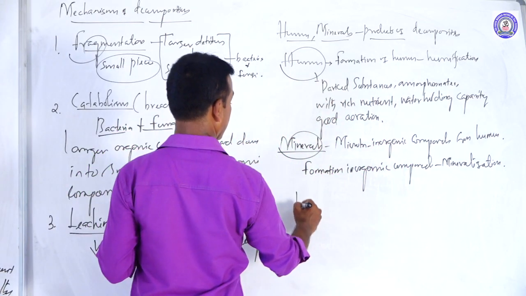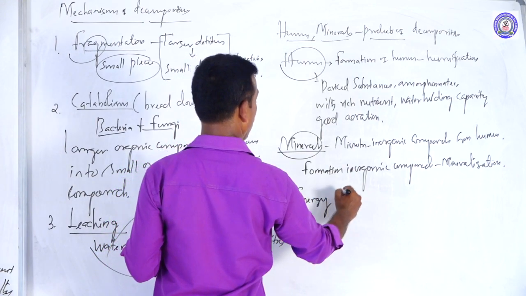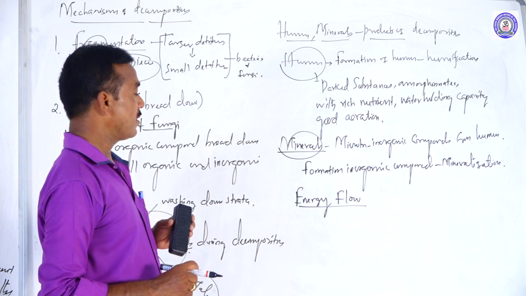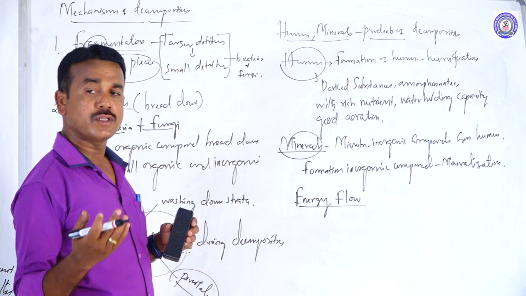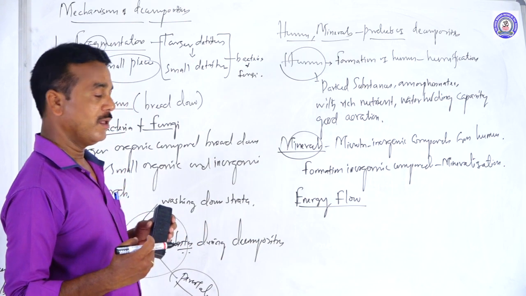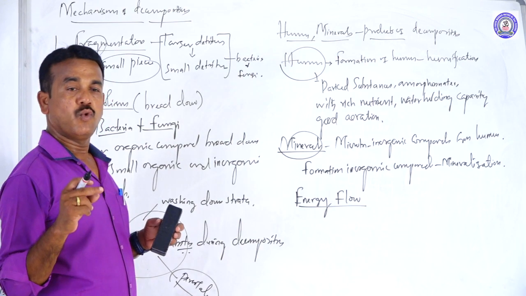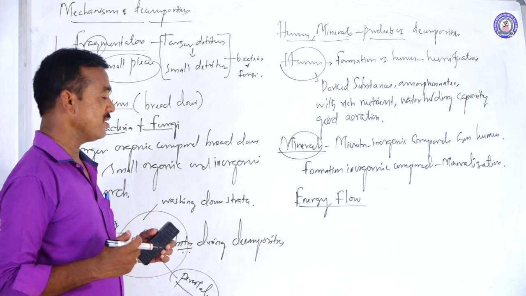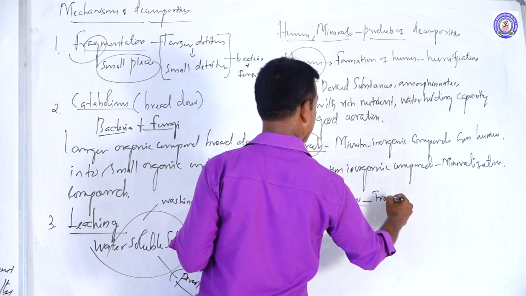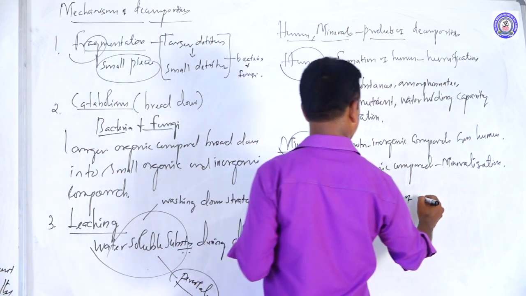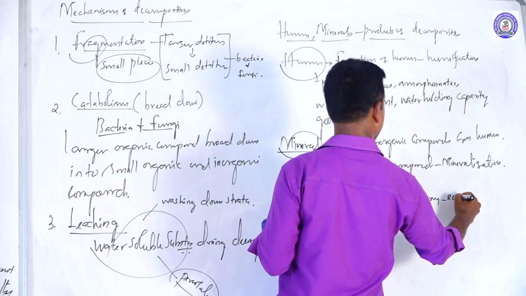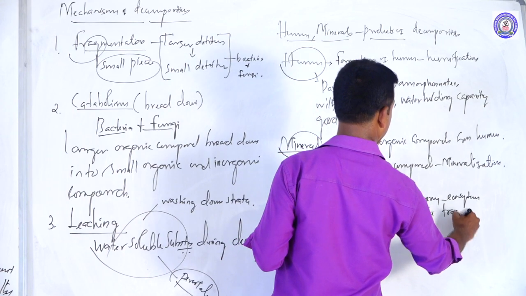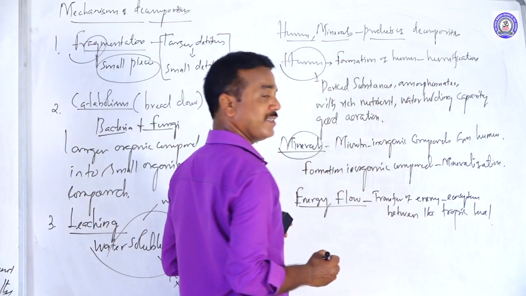The next topic is commonly called energy flow. What is the definition of energy flow? Transfer of energy in an ecosystem at various trophic levels. What do you mean by trophic level? Food energy occurs at different kinds of levels, commonly called trophic levels. So the meaning of energy flow is the transfer of energy in an ecosystem between the trophic levels.